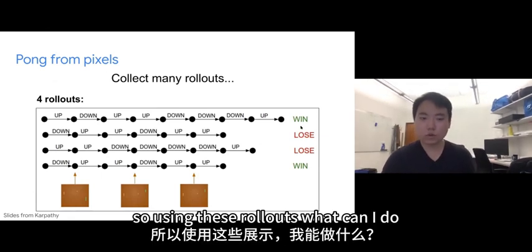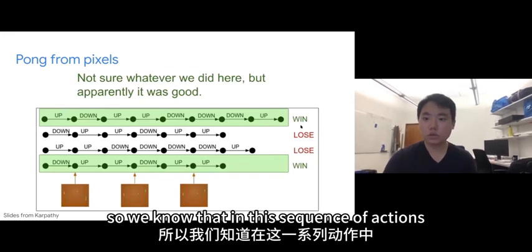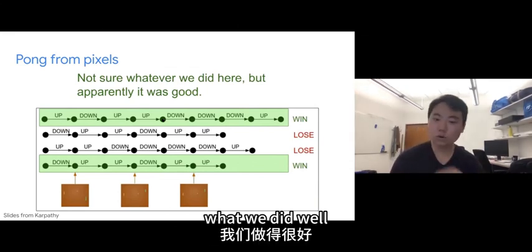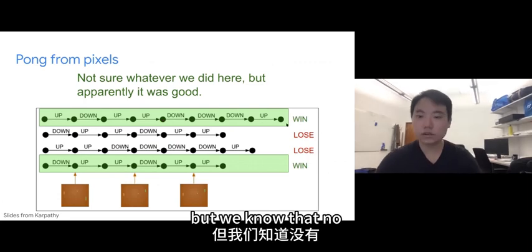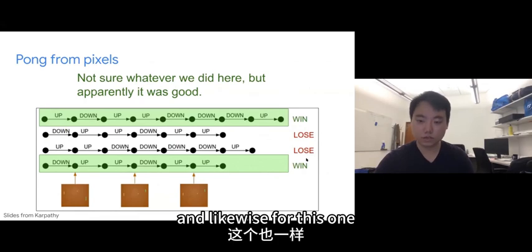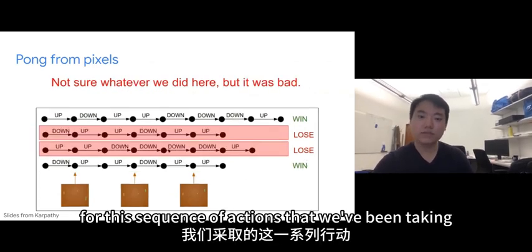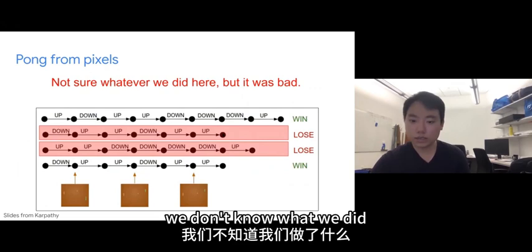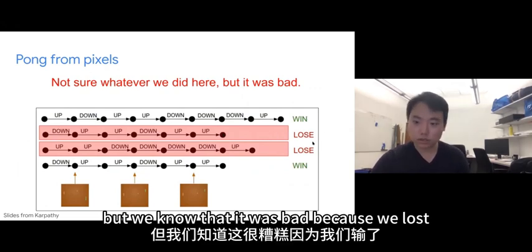So using these rollouts, what can I do? We know that in this sequence of actions, we don't exactly know what we did well, but we know that apparently it was something good because we got a positive reward. And likewise for this one. On the other hand, for this sequence of actions that we've been taking given our policy from the initial start states, we don't know what we did, but we know that it was bad because we lost.